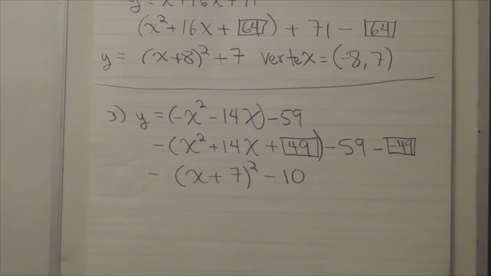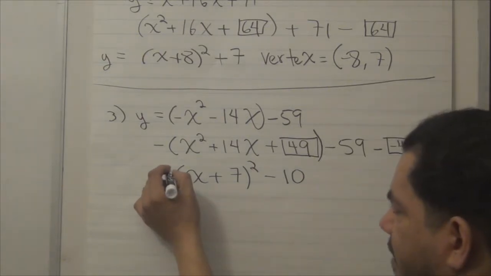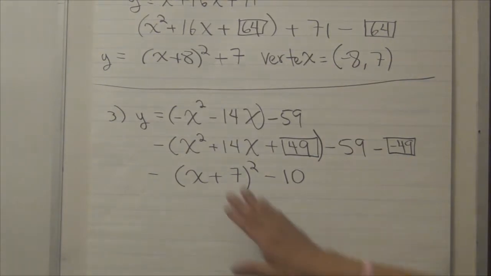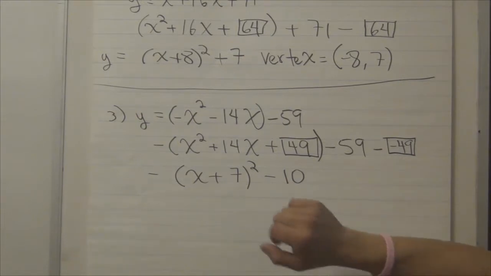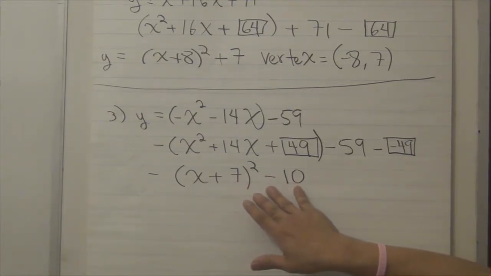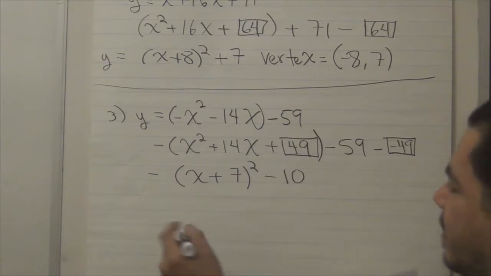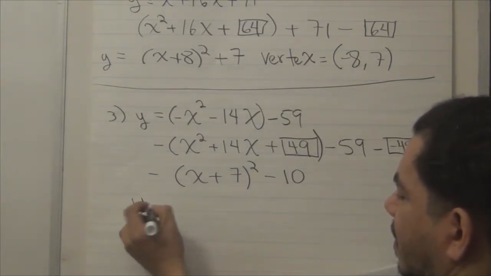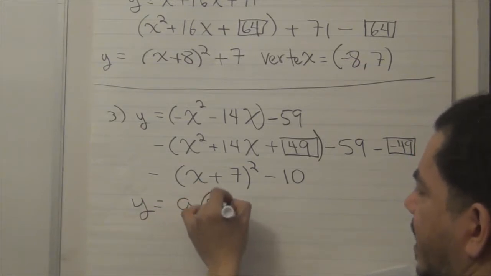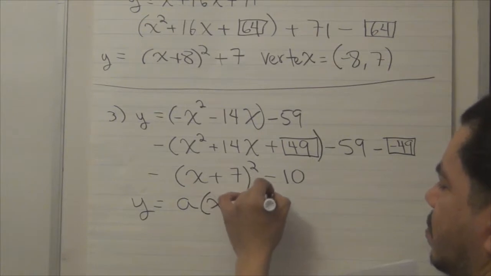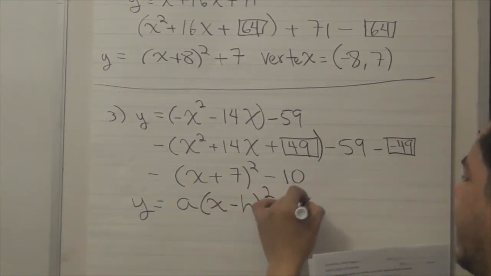So, now what will be the vertex over here? The axis of symmetry. Oh, by the way, this is negative 1, okay? Negative 1. So the axis of symmetry will be negative 7, and your vertex will be negative 7, comma, negative 10. Because remember, the vertex form should look like this: a times (x minus h) squared, plus k.